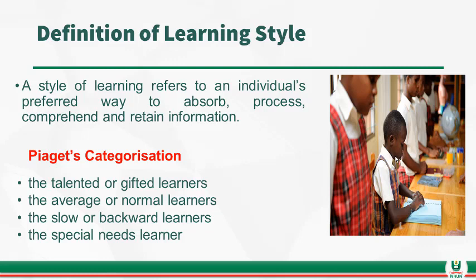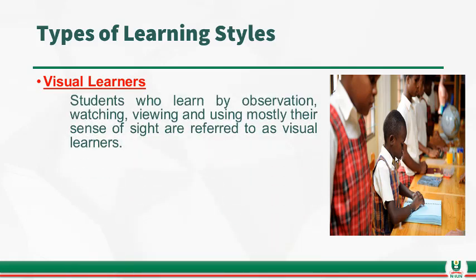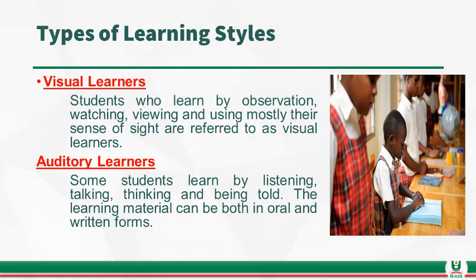These are the kinds of learners that we may find in our classroom, and we should be able to find an appropriate learning style for them. So there are different types of learning style that we may talk about. We have some learners that are visual learners. The visual learners learn by observation, by watching, by feeling. It's only when they see the thing that they can grasp the information. We have some students that are auditory, so they learn by listening, by talking, by thinking, by being told. It's only when they are told that they can comprehend, that they can know it.